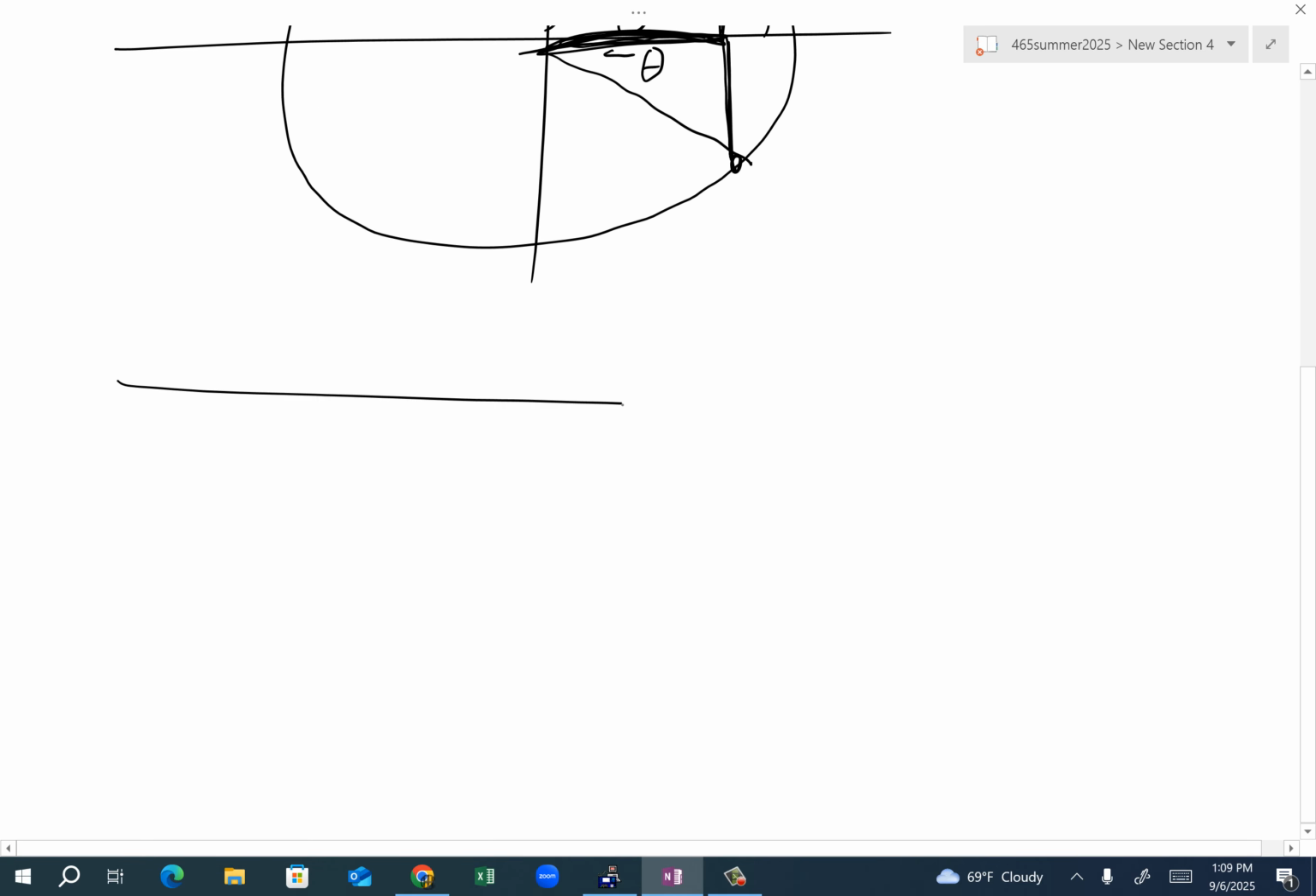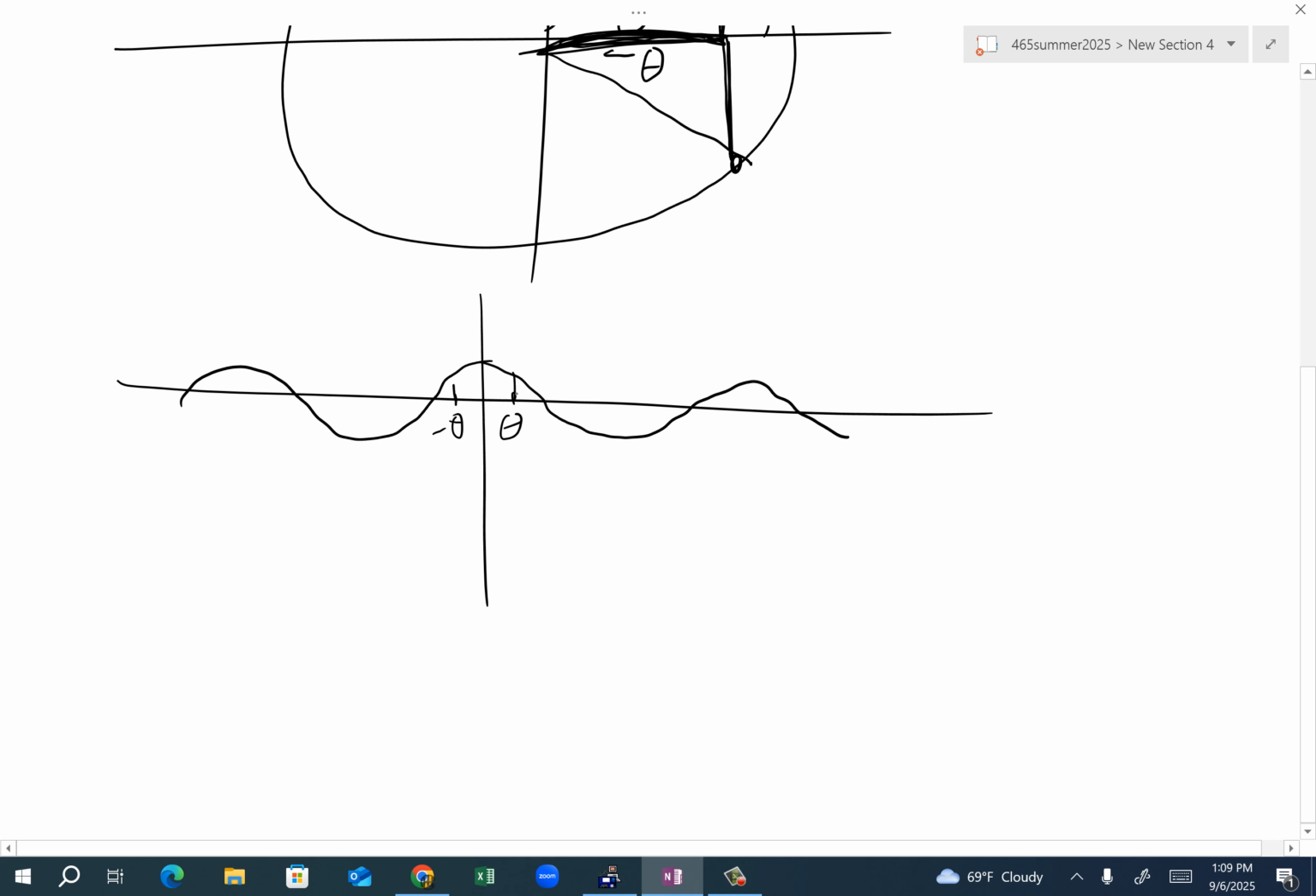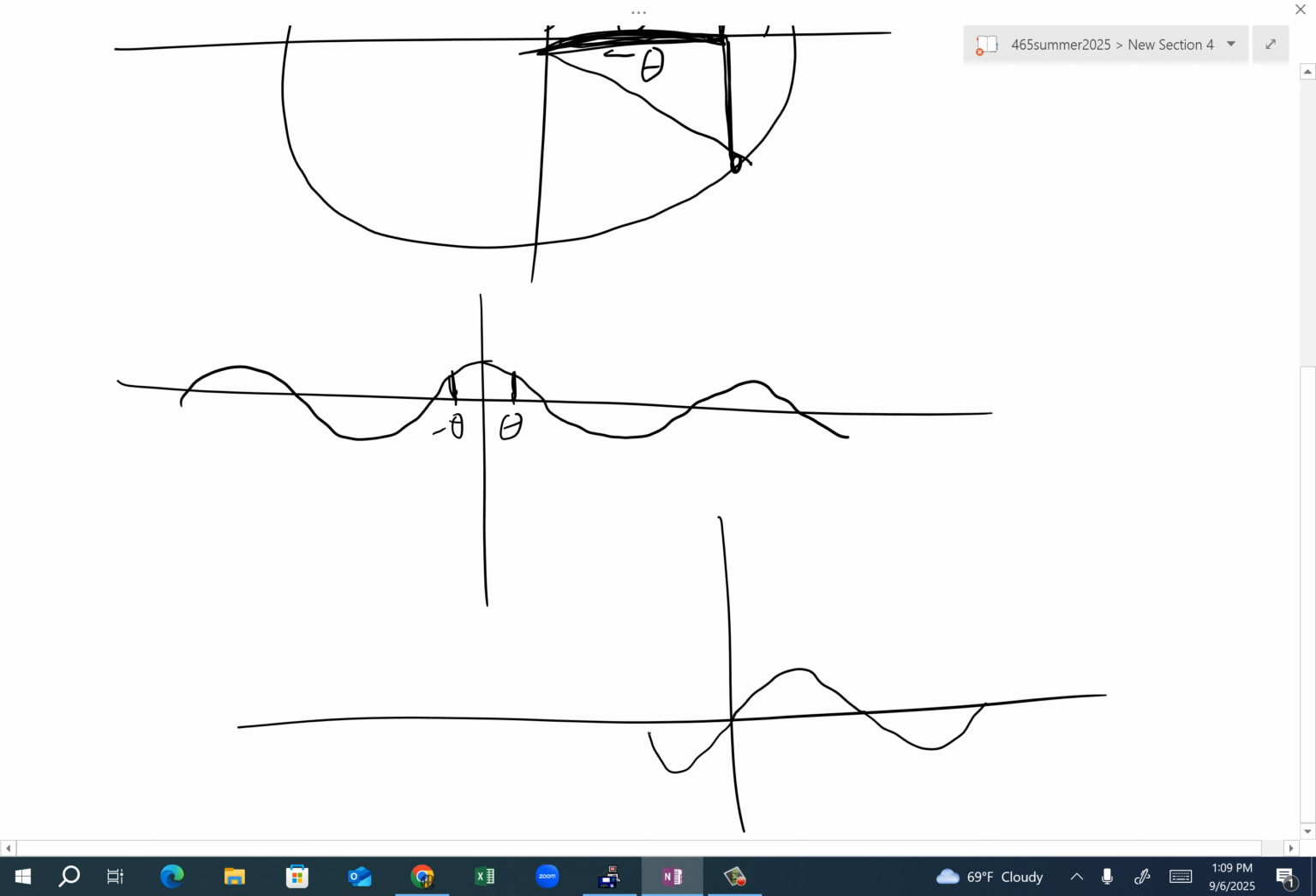I also want you to be able to visualize it on this graph. Here's cosine. Here is negative theta. Here is positive theta. Check them out. They're the same height. Here is sine. Here is negative theta. Here is positive theta. Check it out. They are the same height, but opposites of each other. I want that clear in your head. Again, that comes from the concept of odd and even functions. Okay? All right.